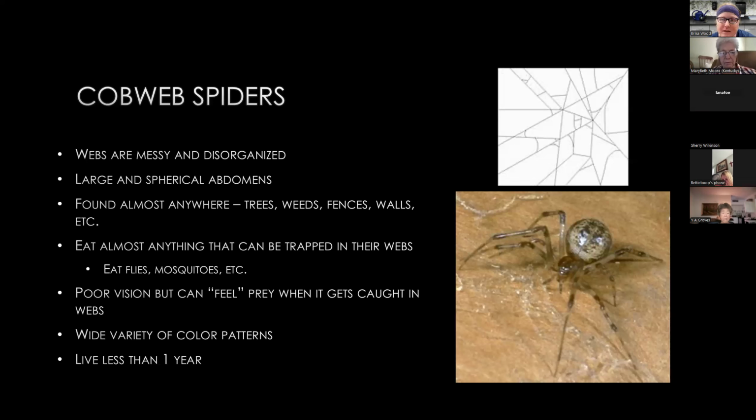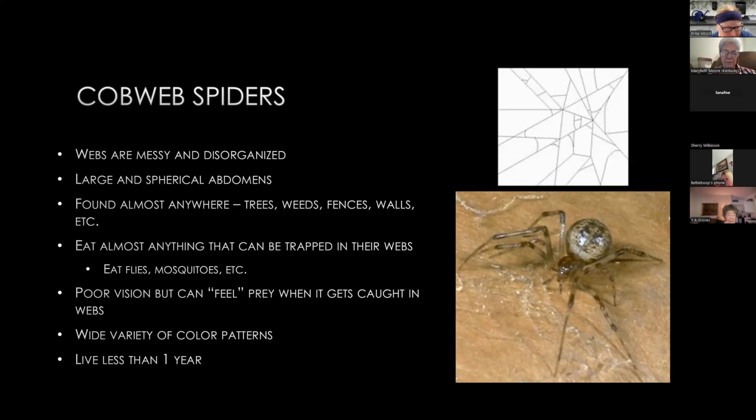So they rely on prey getting caught in their webs. You'll notice this with other spiders as well: they can feel those vibrations. They can feel when prey gets trapped in the web, and then they'll go after it. That's what a cobweb spider is doing. Some of the more hunter spiders we'll talk about actually do have great vision and are able to see a little bit easier.